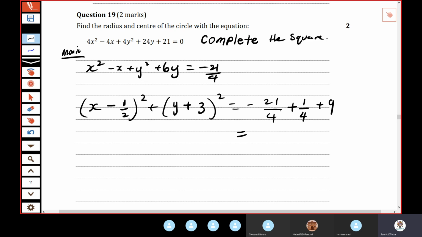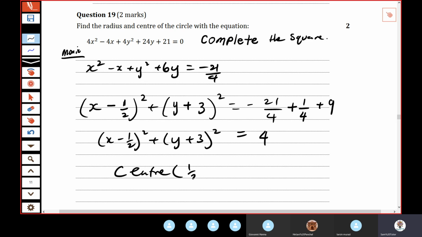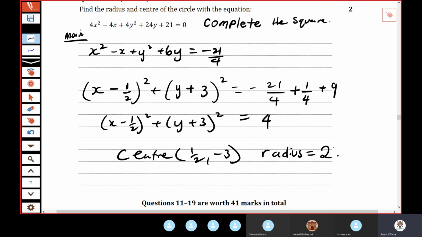All right. And then add this up into your calculator. 9.9 plus a quarter minus 21 on 4 gives you 4. And then really you're done. What is the center? The center is at positive half. Don't forget it's the opposite of what you see. Negative 3. And your radius is the square root of this number. In this case it's 2.